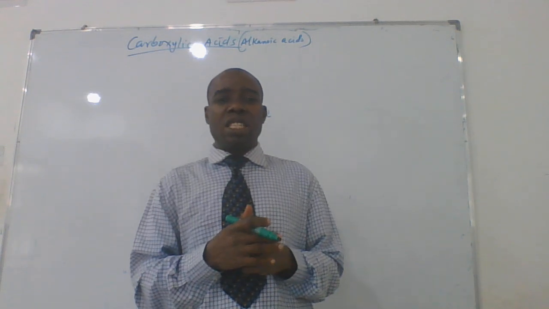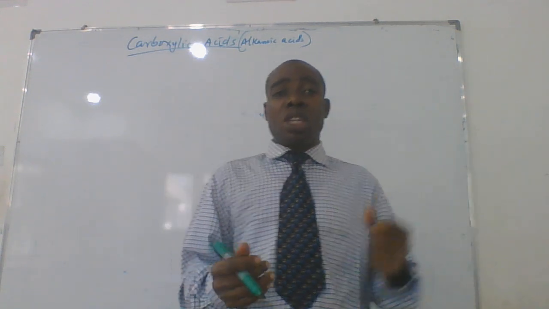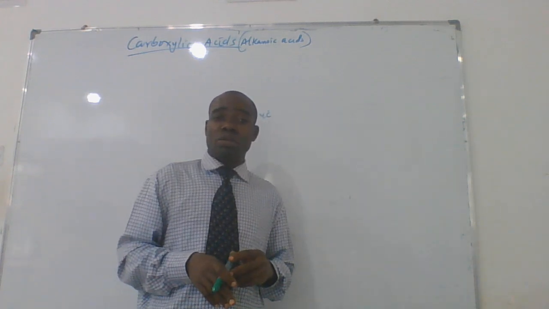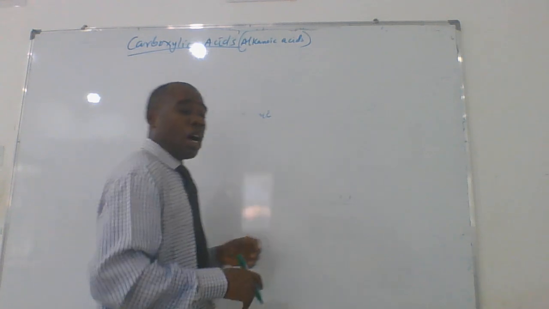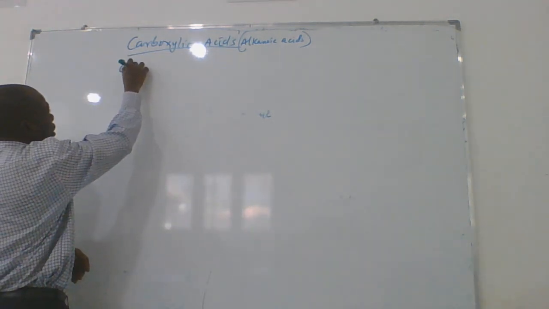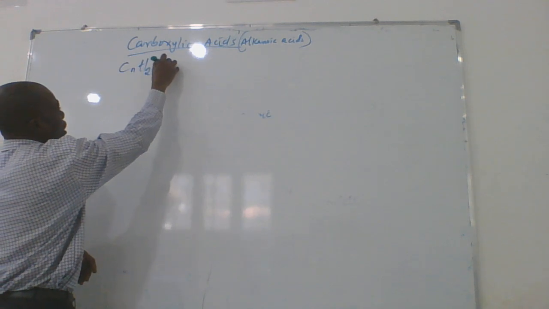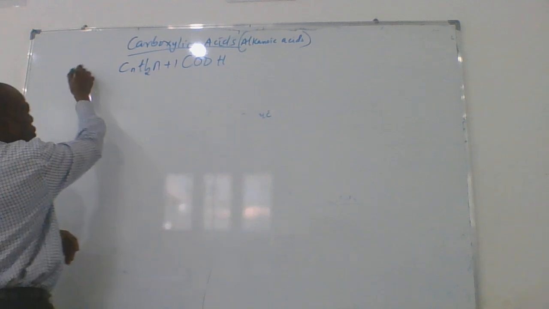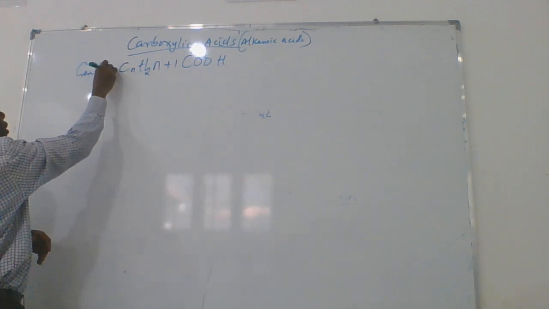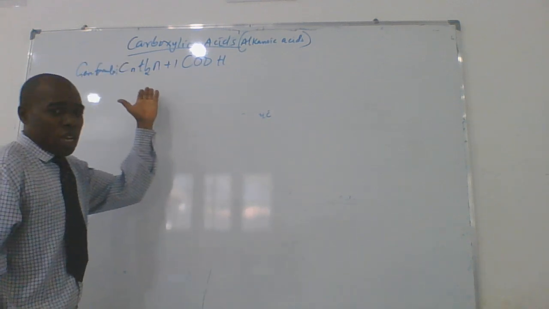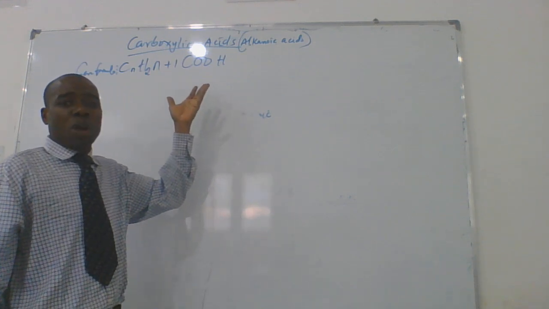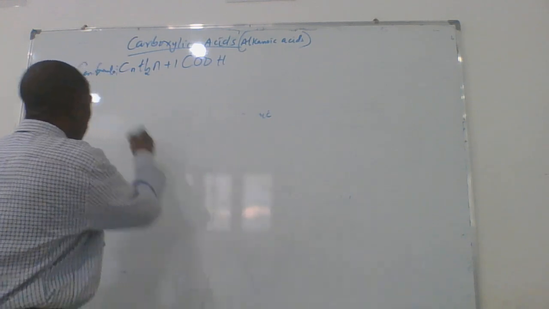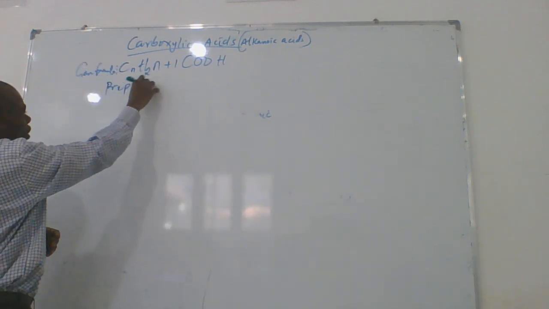So what are carboxylic acids? Carboxylic acids form a homologous series, just like every other family of organic chemistry. They have the general formula CnH2n+1COOH. This is the general formula. So don't forget, whenever you are to write any formula of a carboxylic acid, you can make use of this general formula. So let's start with the preparation of carboxylic acids.